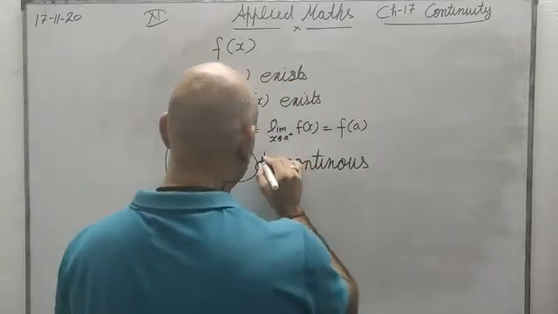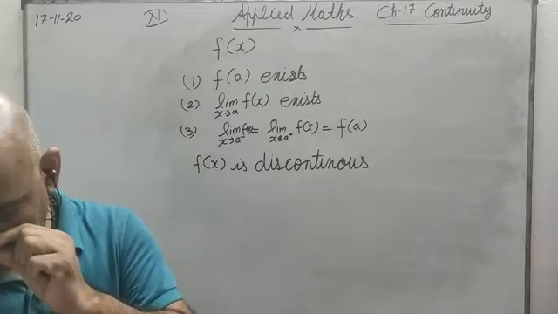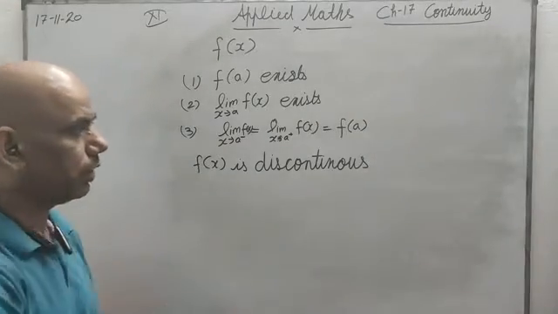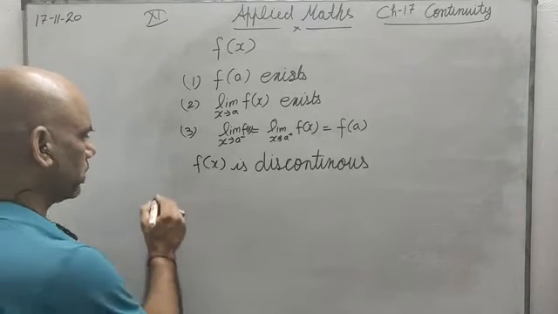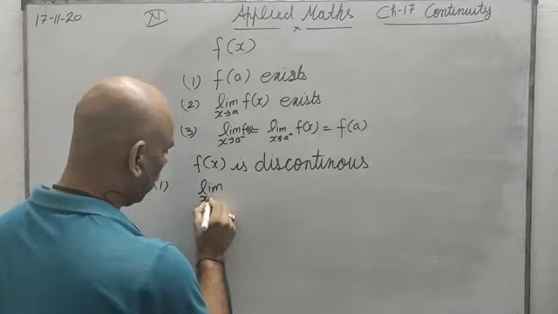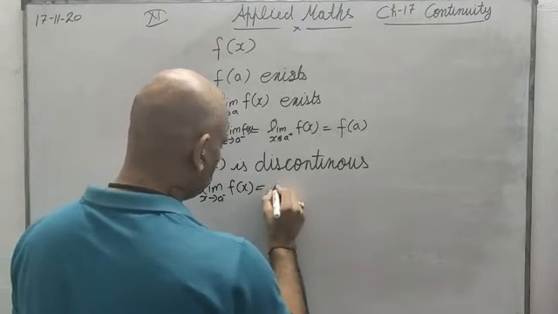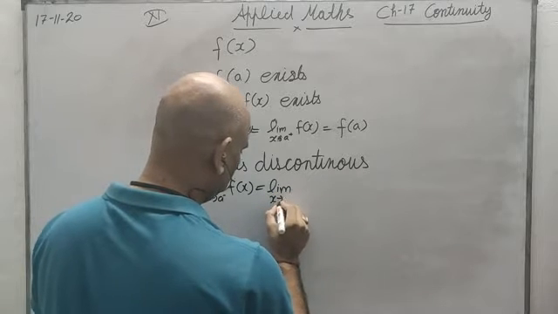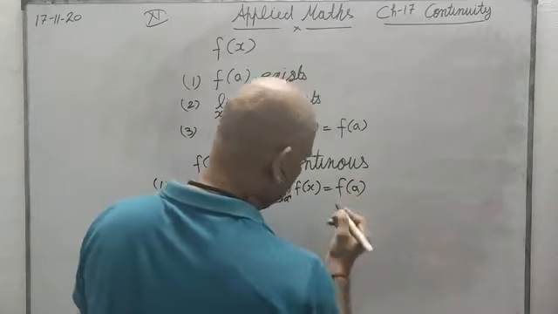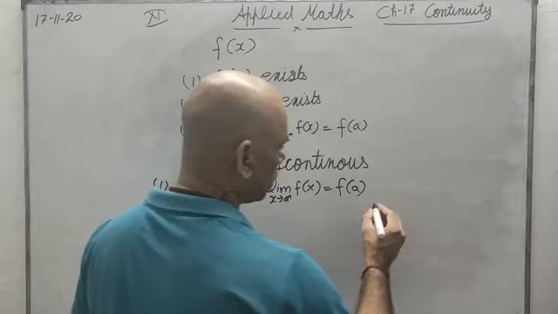The function f(x) is discontinuous if this does not exist, or if this is not equal. Now, in discontinuity, there are various types. For example, if the left hand limit of a function is equal to the right hand limit of the function but is not equal to f(a), then it is called removable discontinuity.